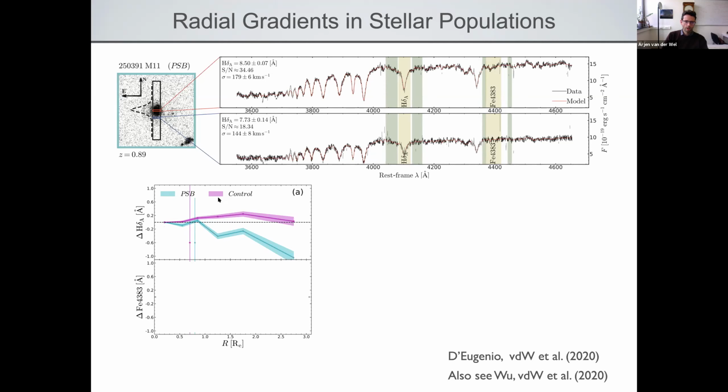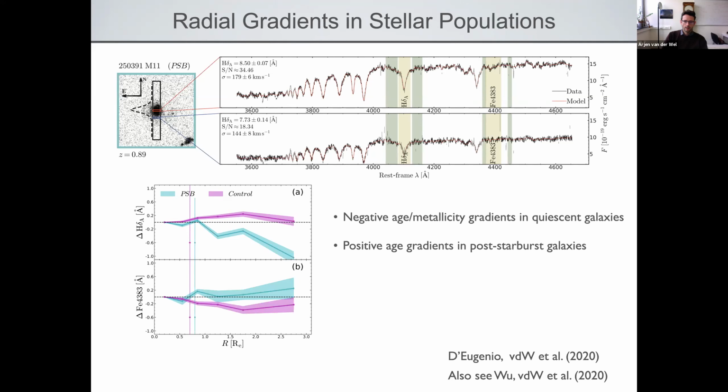Here's a control sample of other quiescent galaxies that, if anything, show a positive gradient. To make sense of this gradient, you also have to look at iron absorption features. I don't have time to go into detail, but the conclusion we draw is that there are positive H delta gradients in post-starburst galaxies. So the center is younger than the outskirts. This deviates entirely from the schematic picture I've shown so far.